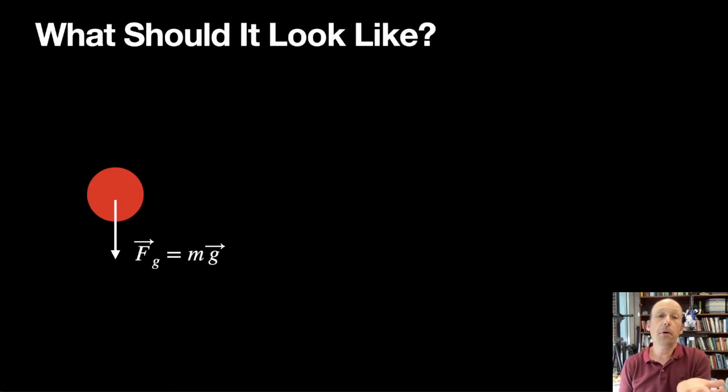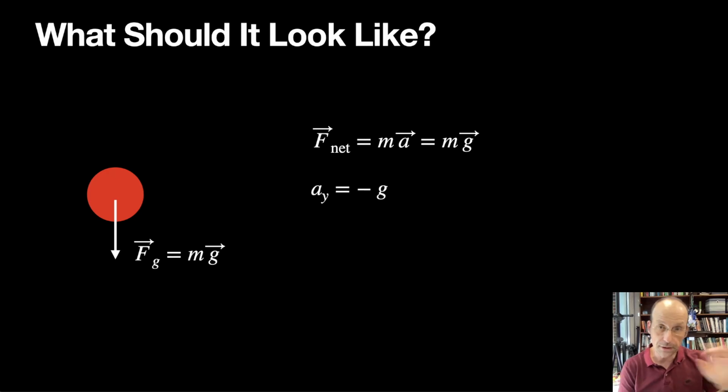Okay, so suppose I have a falling object just like this. There's a downward pulling gravitational force near the surface of the Earth. That force is equal to the mass of the object times g, the gravitational field. If I set that equal to the mass times acceleration, the masses cancel, and I get that the acceleration in the y direction is negative g.